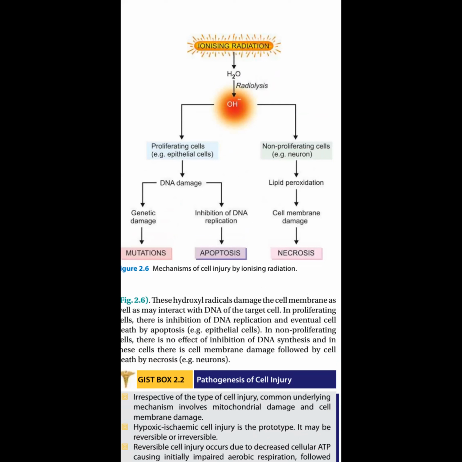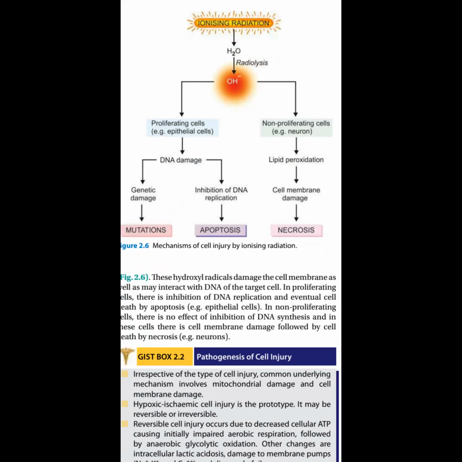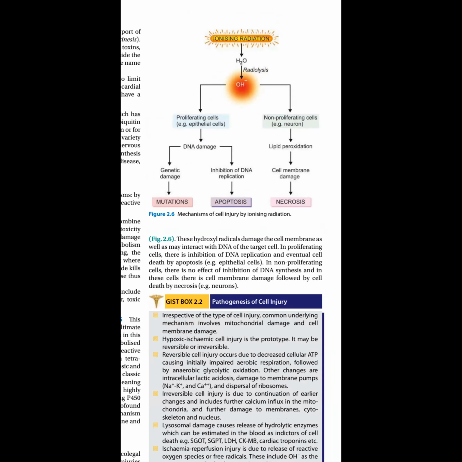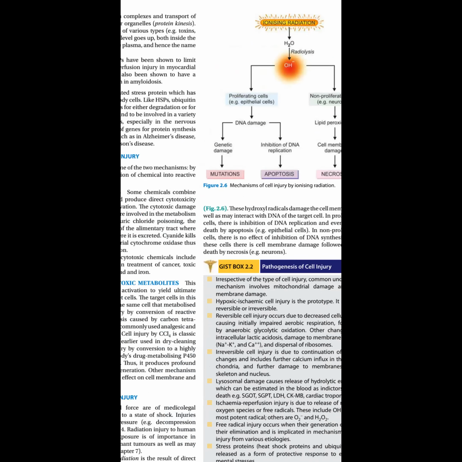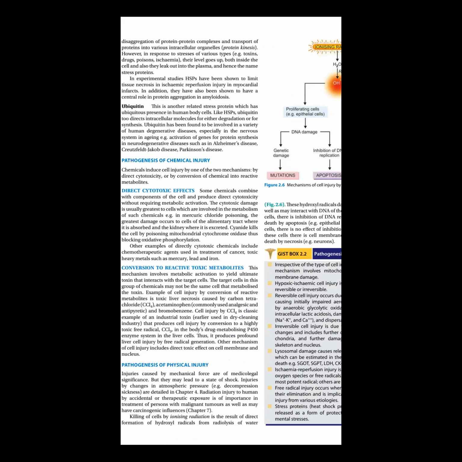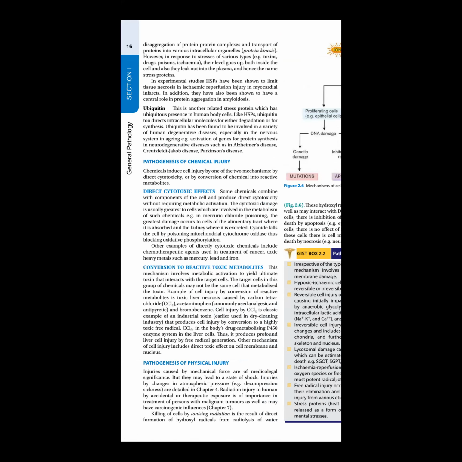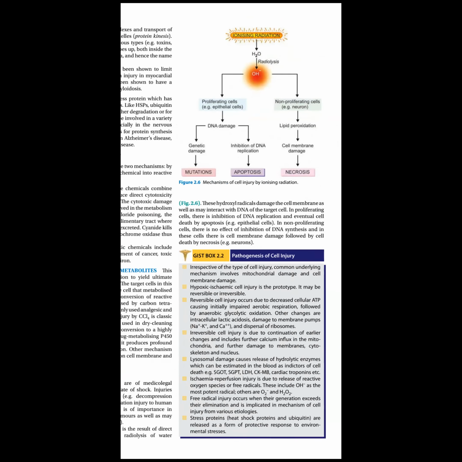So what happens? It attacks both proliferating and non-proliferating cells. In both, things are getting damaged, DNA as well as lipid. So this diagram you have to make. Either you can do this in the physical one or you can explain it. In chemical you have to write direct and indirect. In physical you have to make this diagram.